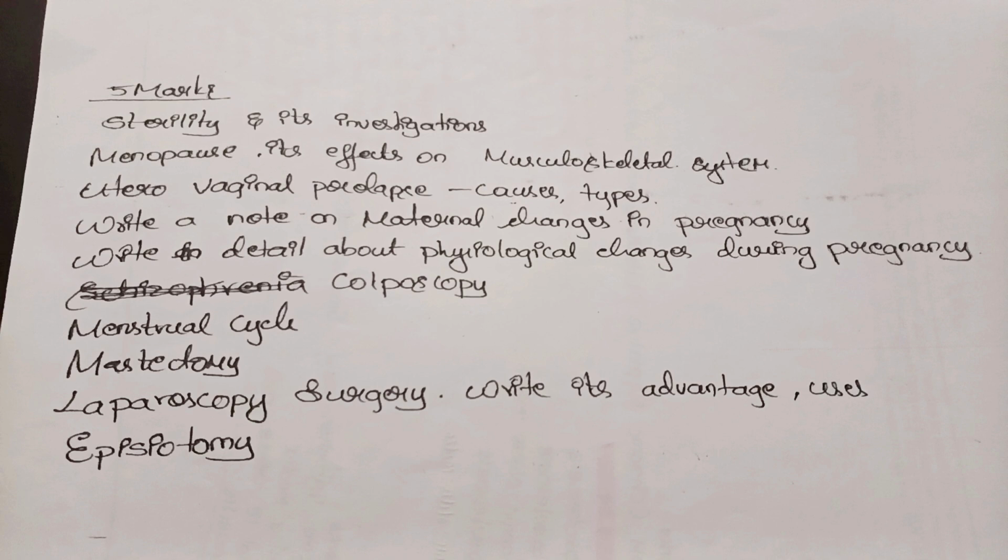The first one, sterility and its investigations, menopause, its effects on musculoskeletal system, uterovaginal prolapse and its causes and types. Write a note on maternal changes in pregnancy. Write in detail about physiological changes during pregnancy. And as you can notice, there are many questions that are repeated in this chapter. Hence, this chapter is very important.